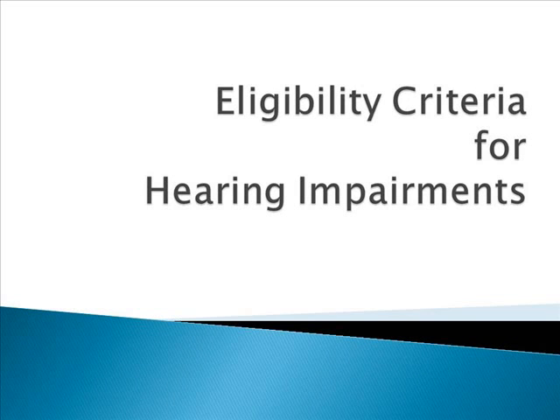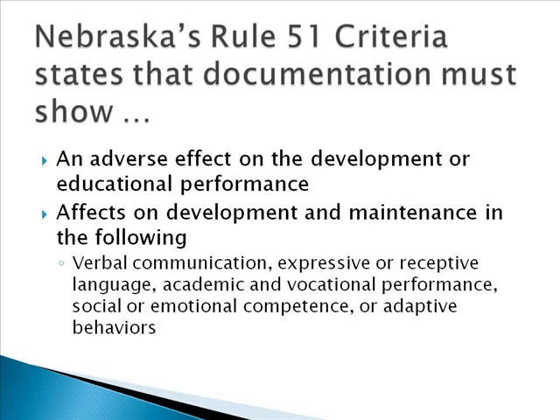Eligibility criteria for hearing impairments. To qualify with a hearing impairment, the individual must have an audiological exam for documentation of either a bilateral or unilateral hearing loss. This documentation must show an adverse effect on the development or educational performance of the individual.